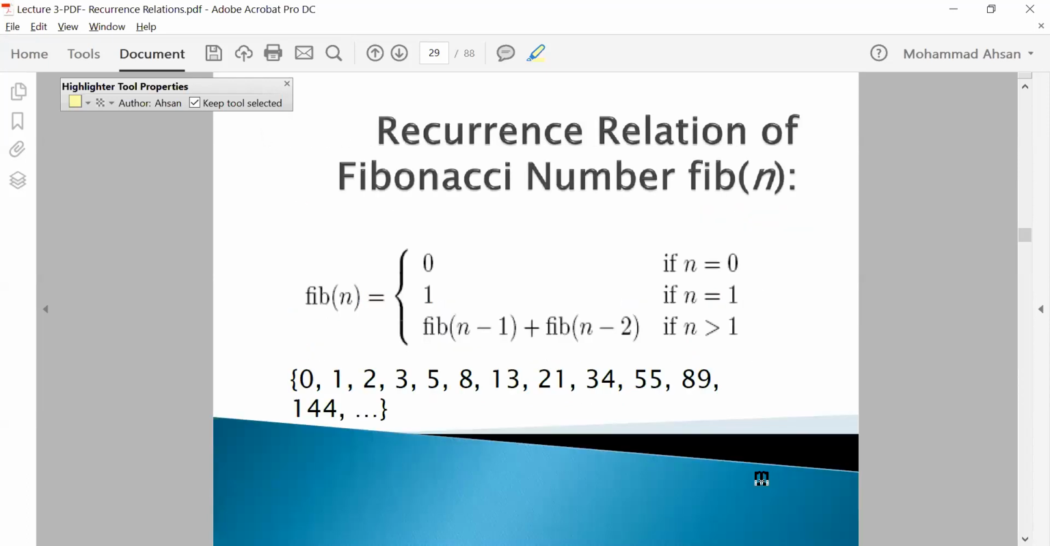Okay. So the simple recurrence relation for Fibonacci numbers is this. Fib n is 0 if n is 0, it is 1 if n is 1, and if n is greater than 1, it is fib of n minus 1 plus fib of n minus 2. You see the right hand side terms are going down towards your base case, which can be n equal to 1 or n equal to 0.